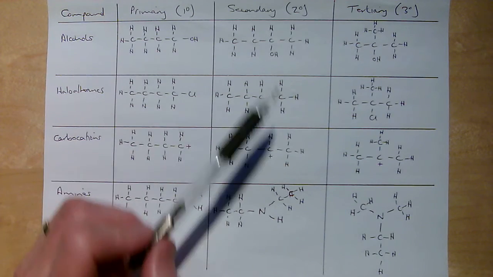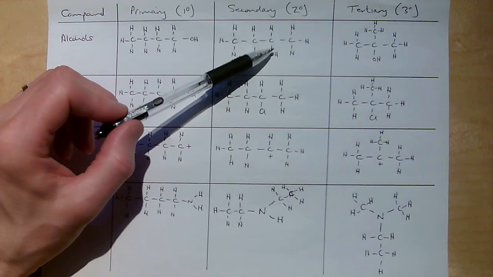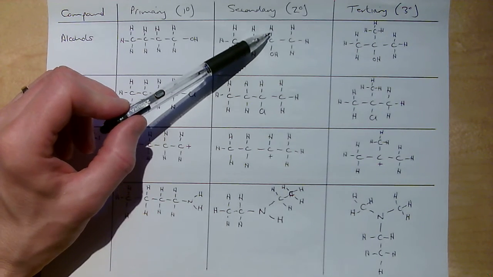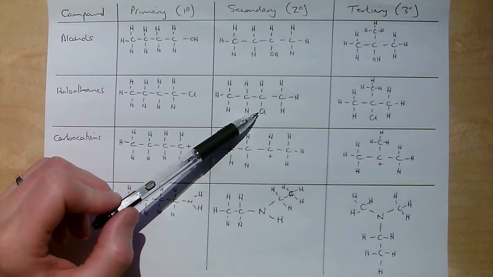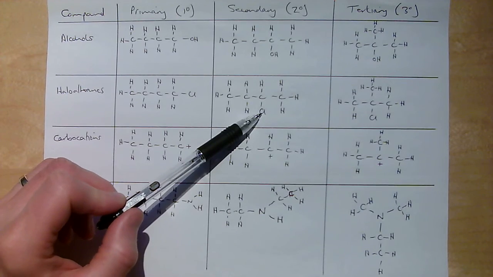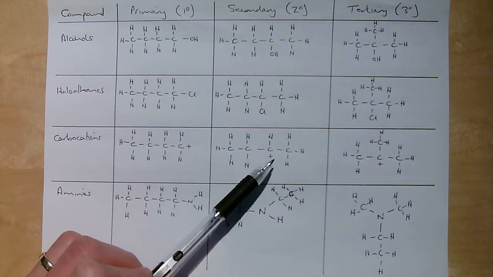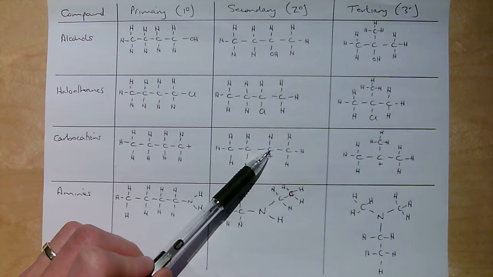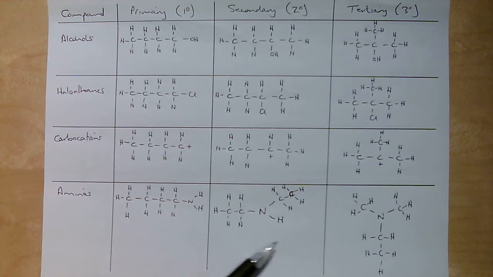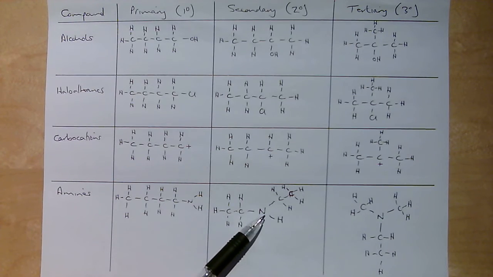For secondary alcohols, the OH is attached to this carbon, which is attached to H. For secondary haloalkanes, the Cl is attached to a carbon that's got H on it. For carbocations, the positive is on that carbon, which has got H on it. For secondary amines, the N is attached to H. Again, it's the same rule for all of them.